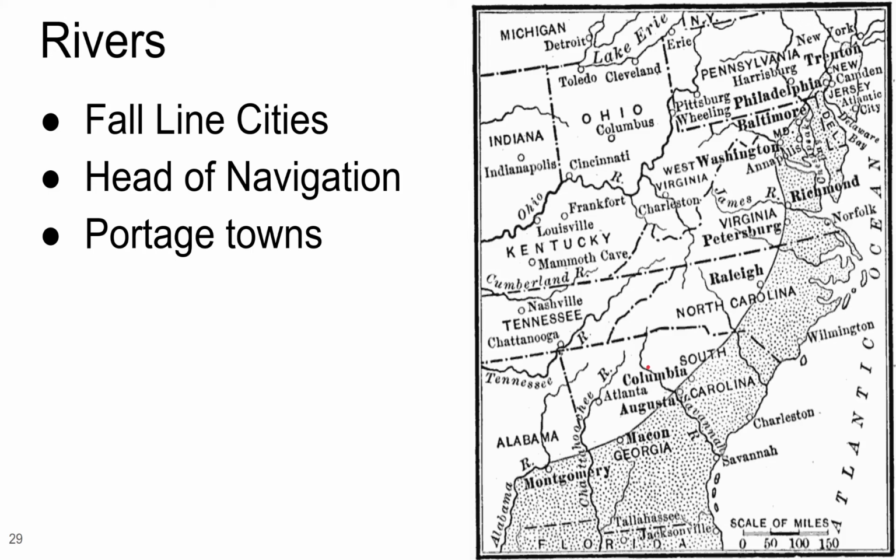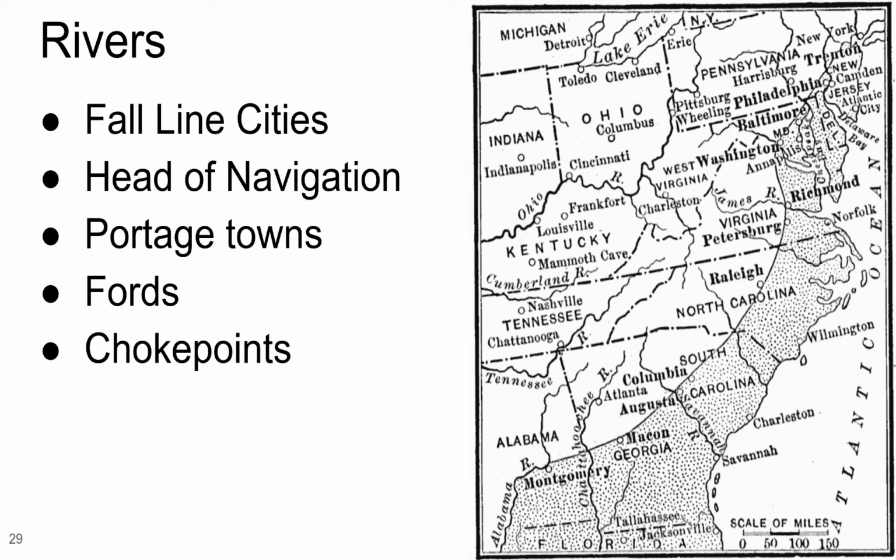Portage towns. Portage refers to carrying either the boat or the stuff that was in the boat. Ford is a crossing of a river. So some cities started because they were an important ford site to get across a major river, for example.